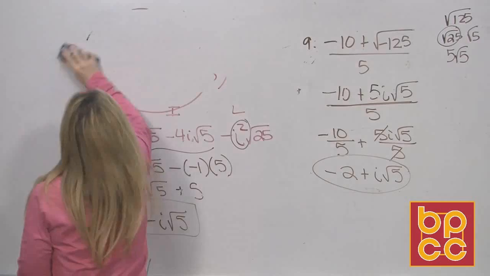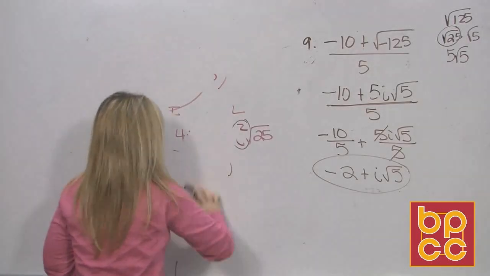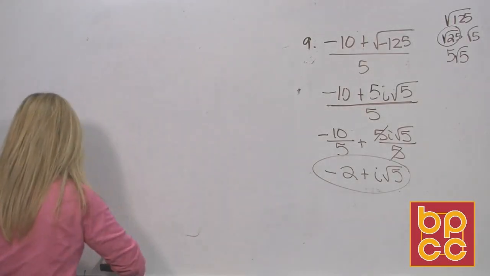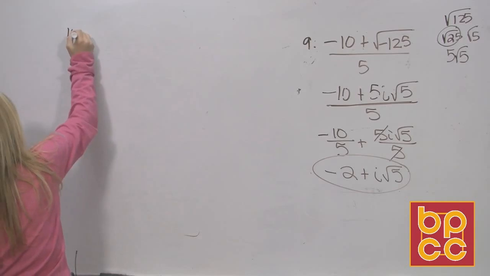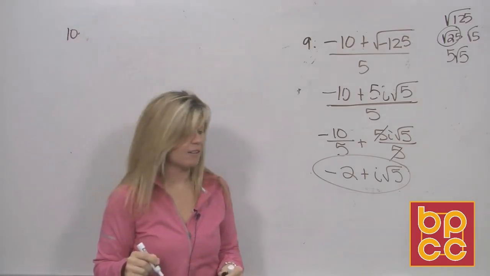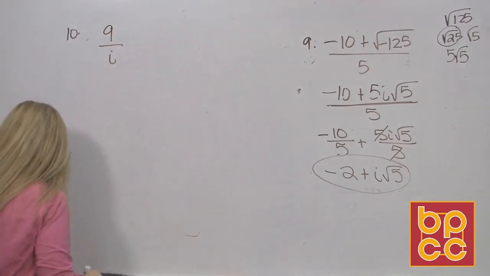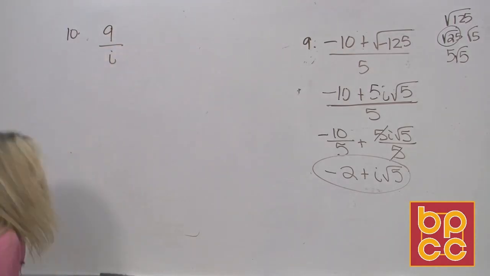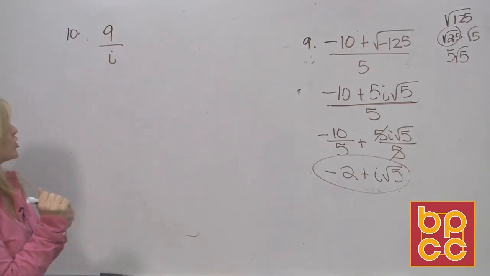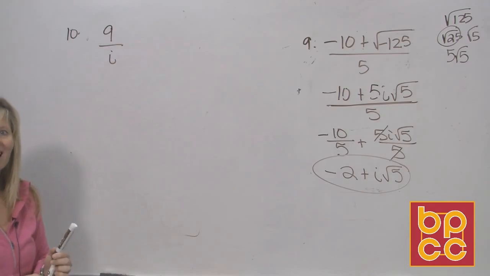All right, we only got a couple more. All right, let's go to example 10. This one looks relatively very simple. It is 9 divided by i. Okay, you're probably thinking, wow, that's a trick question. You're right, you can't do that, right?